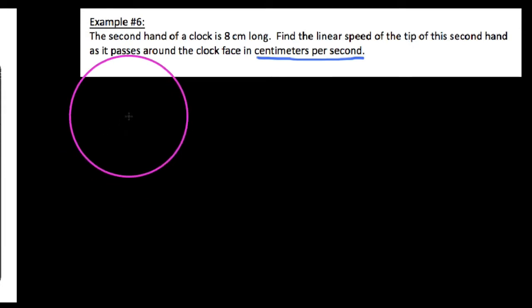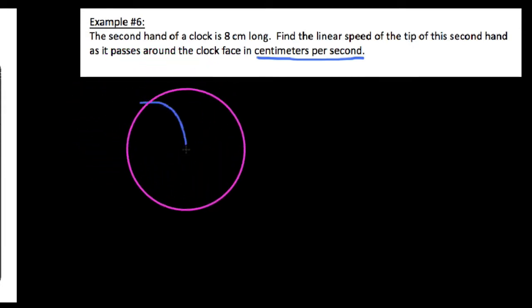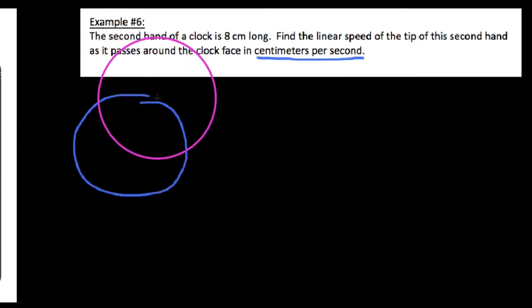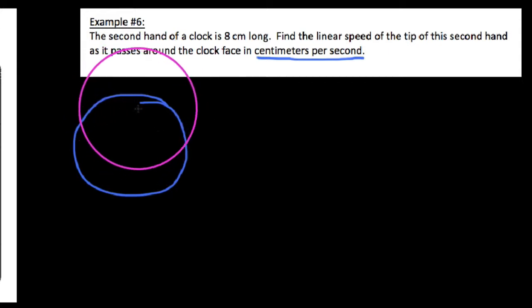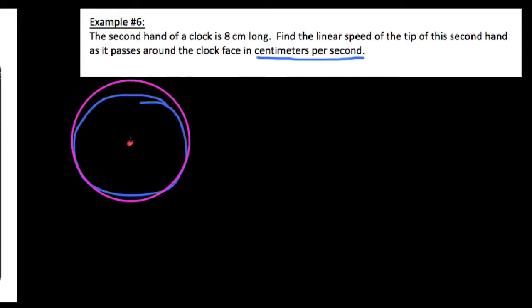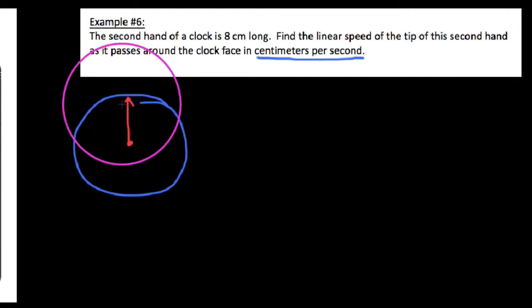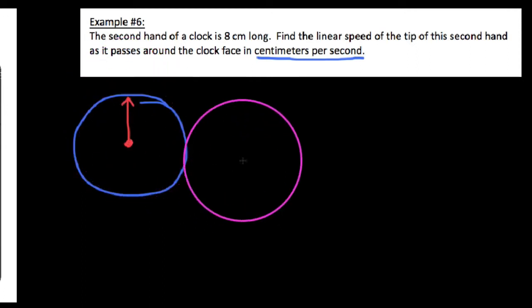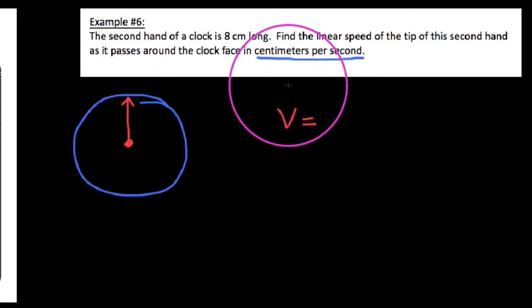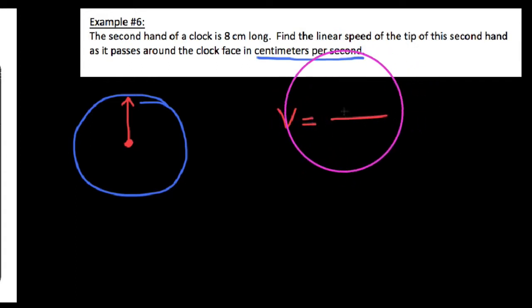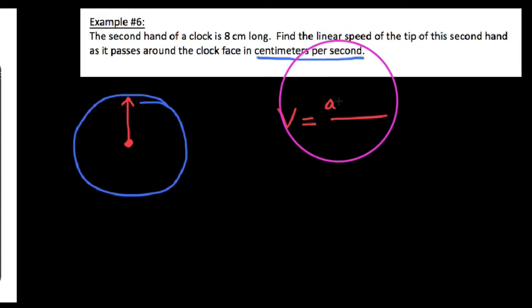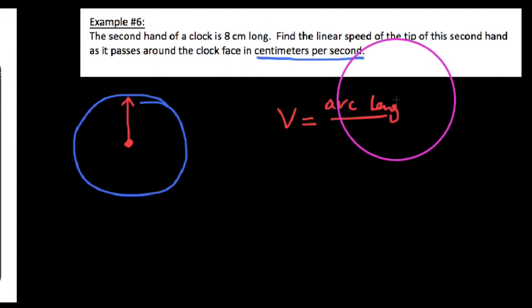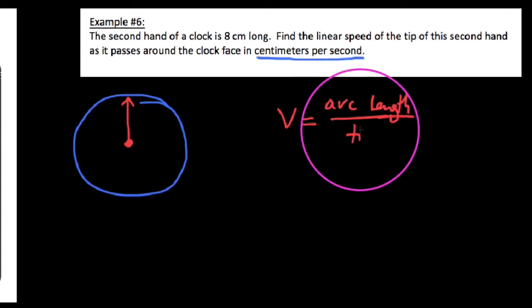Okay, here's what I want to start with first. I want to start by drawing out this situation. So here's our circular path, and maybe our hand of this clock is facing this way. What I want to do is describe its linear velocity in centimeters per second. Well, I know it's going to need to be the arc length over time.